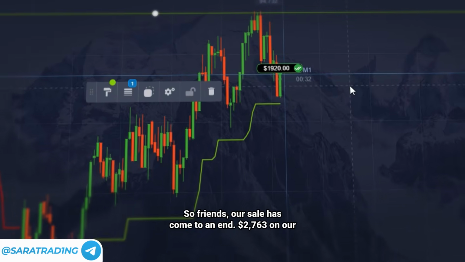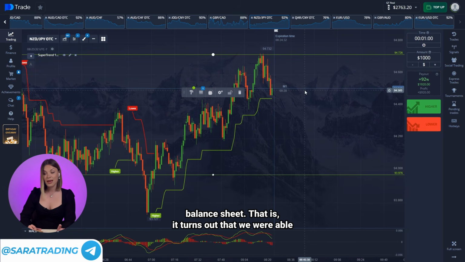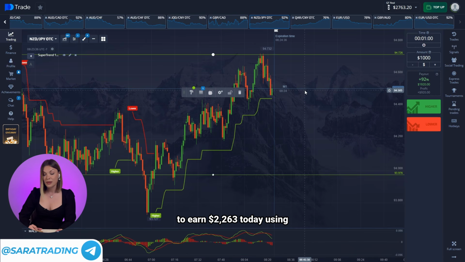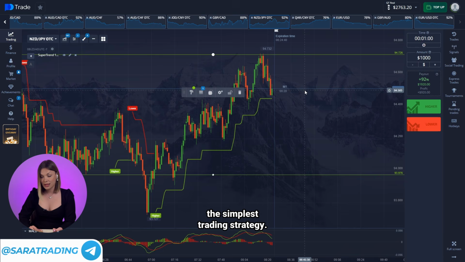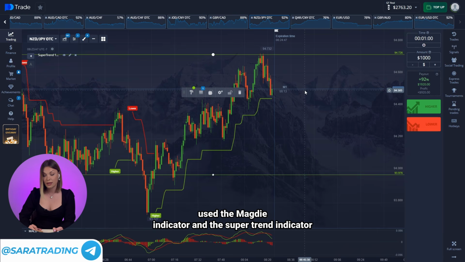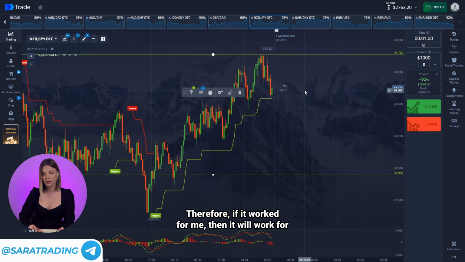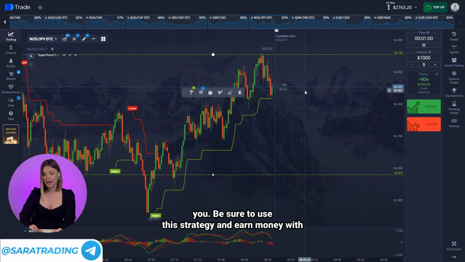So friends, our deal has come to an end. $2,763 on our balance. That is, it turns out that we were able to earn $2,263 net today using the simplest trading strategy. As you can see, I didn't have any difficulties. Here I used the MACD indicator and the Super Trend indicator in signal matching and was able to make great money. Therefore, if it worked for me, then it will work for you. Be sure to use this strategy and earn money with pleasure.